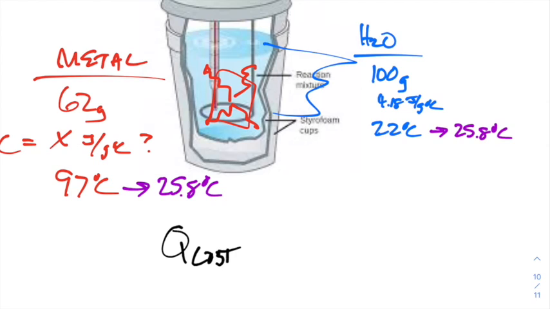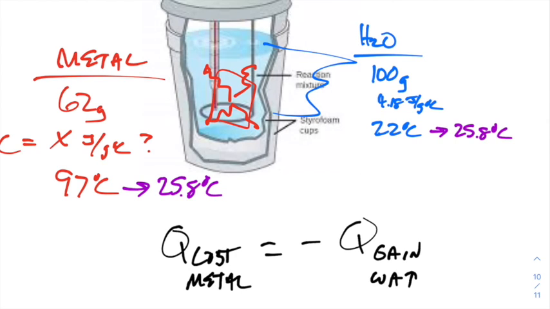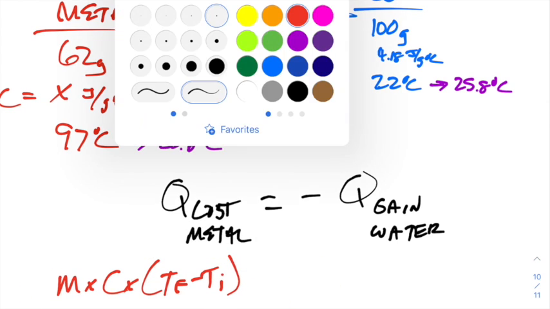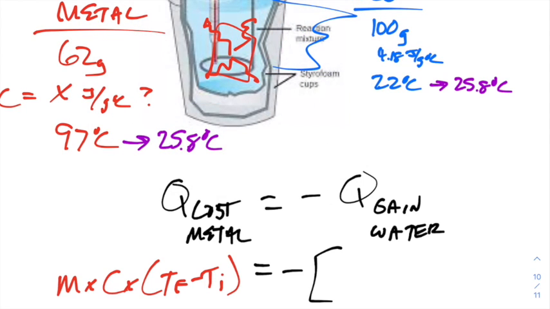I know that the Q that's being lost by the hot piece of metal is going to be equal to negative the Q that's being gained by the cold water. Now the metal, I know, is going to be MC times TF minus TI, right? So that's my piece of metal. And then that is going to be equal to negative, put it in brackets now, the water, which is again M times C times TF minus TI.